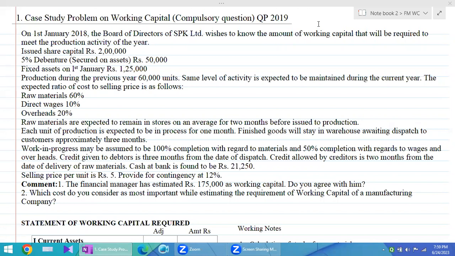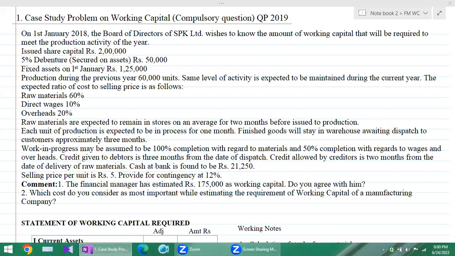Okay. So in this class, I will deal with the case study problem on working capital, which was asked in the year 2019. It is a question paper problem only, which was a compulsory question. Case study is compulsory. No alternatives, no options are available. So let's go through the problem.